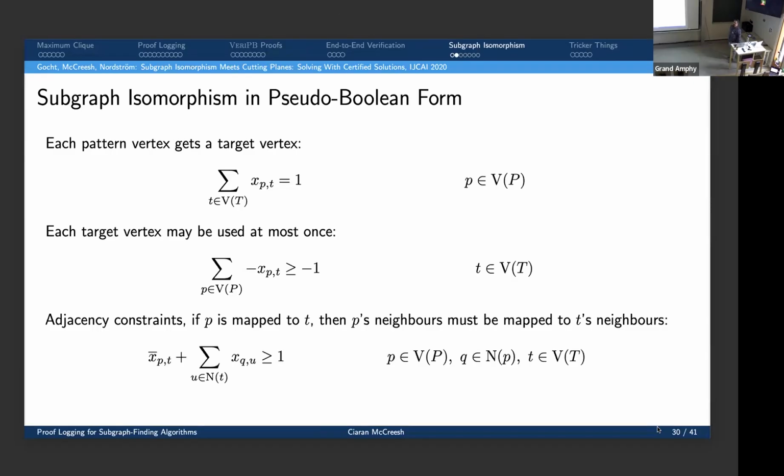The adjacency constraints are a bit more complicated. This is not quite the simplest encoding, but it is a relatively compact encoding that's still easy to trust. Either vertex P does not get mapped to vertex T, or vertex Q, which is a neighbor of P, has to be mapped to something in the neighborhood of vertex T. So if I send a particular vertex P to a particular vertex T, and Q is adjacent to P, then Q has to get mapped to a neighbor of T. We have formally verified this encoding, so you don't need to trust that it's right.